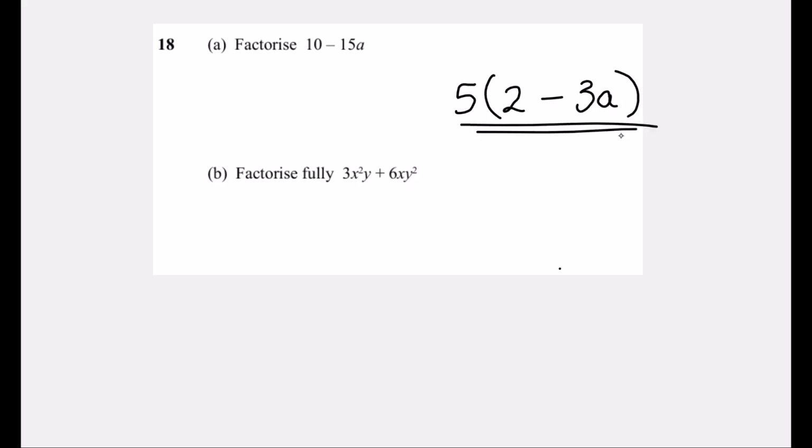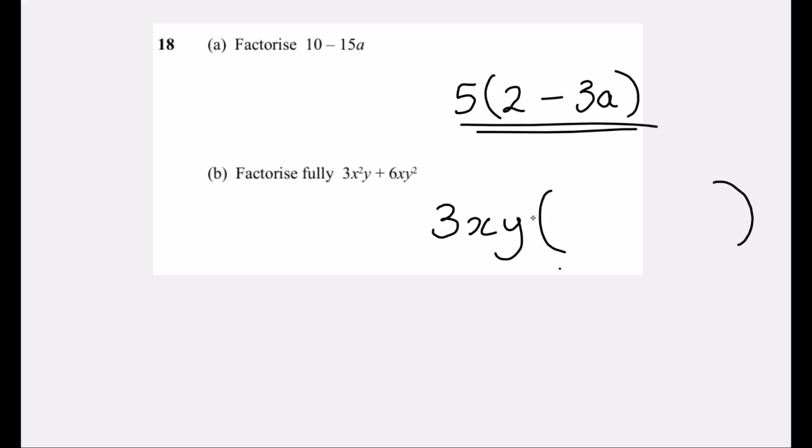Part B, factorize fully. When it says factorize fully, it means we need to take out everything we can. So we've got 3 and 6. They're both in the 3 times table. We've got x squared and x. They've both got an x in them. And y squared have both got a y in them.